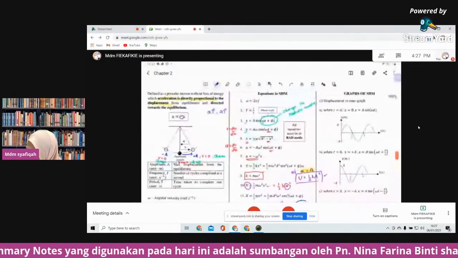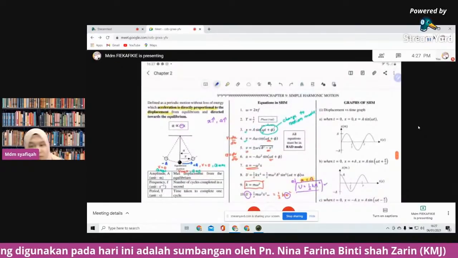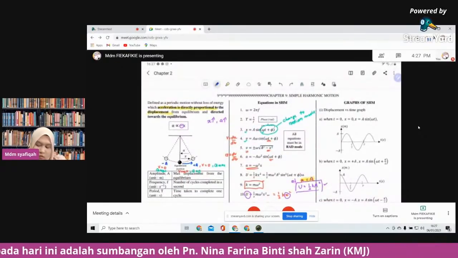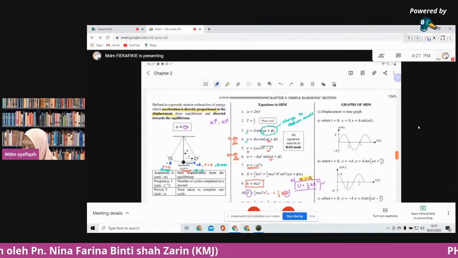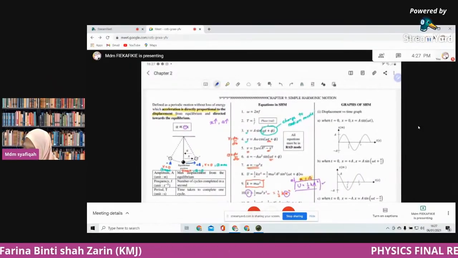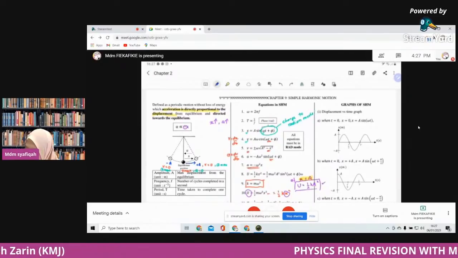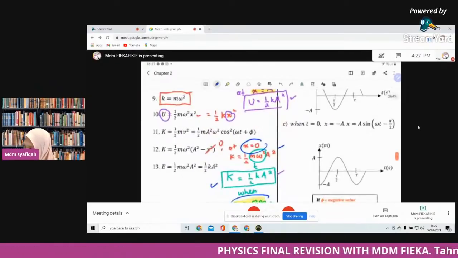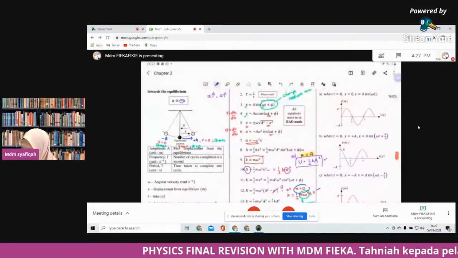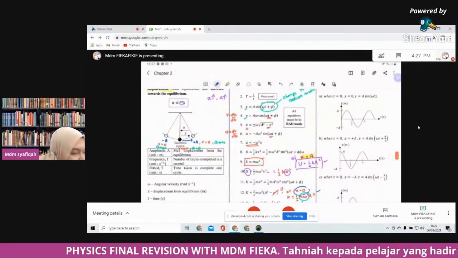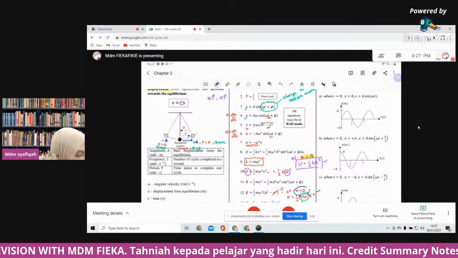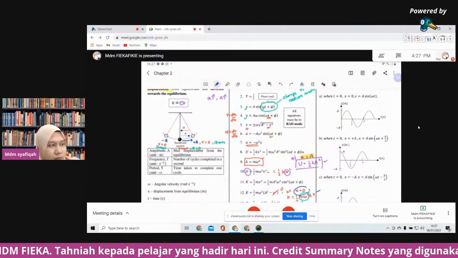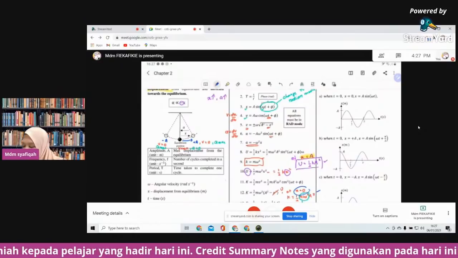Okay, and we have phase shift. Okay, ada lagi 5 minit sebelum 4:30. Okay, now look at to the graph. Sekejap saya kena check. Okay. So now look at to the graph.